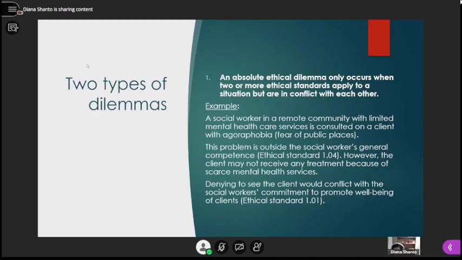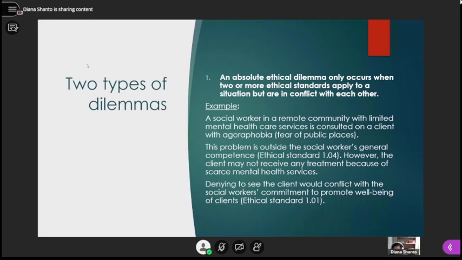It needs normally a psychiatrist or a psychologist, a clinical psychologist. So a social worker is not, on appelle ça, competent enough to work with that client. However, the client may not receive any treatment because of scarce mental health services. Ça veut dire si le social worker n'intervient pas, la personne n'aura aucun service.